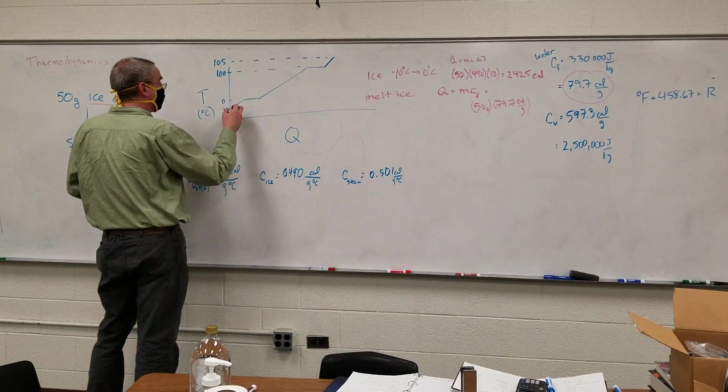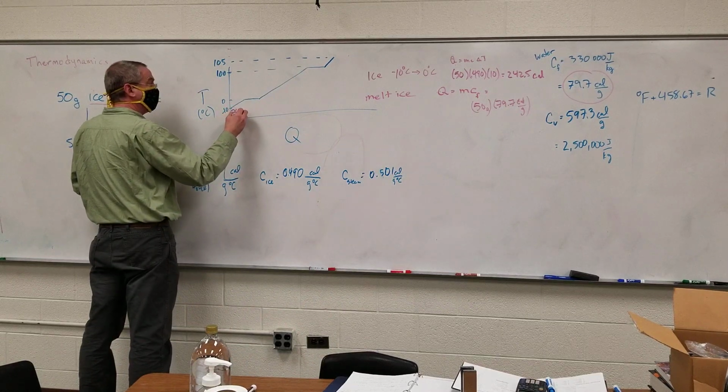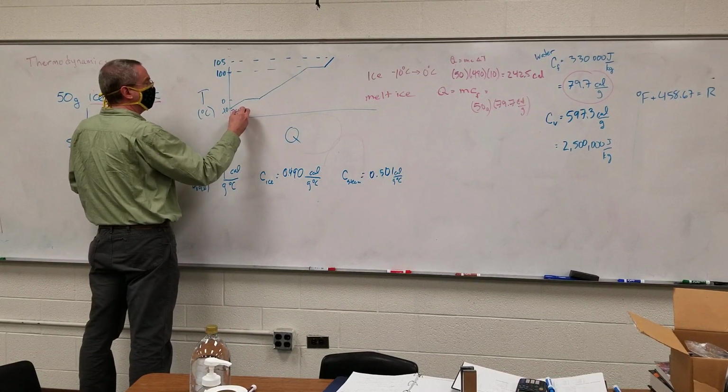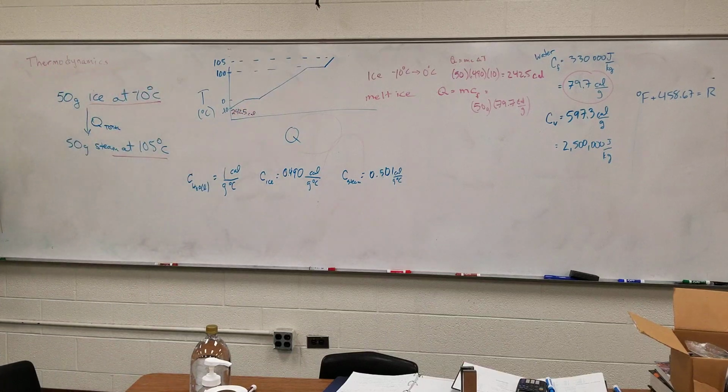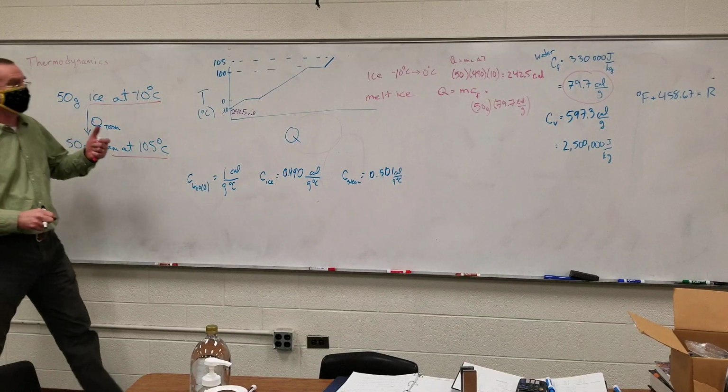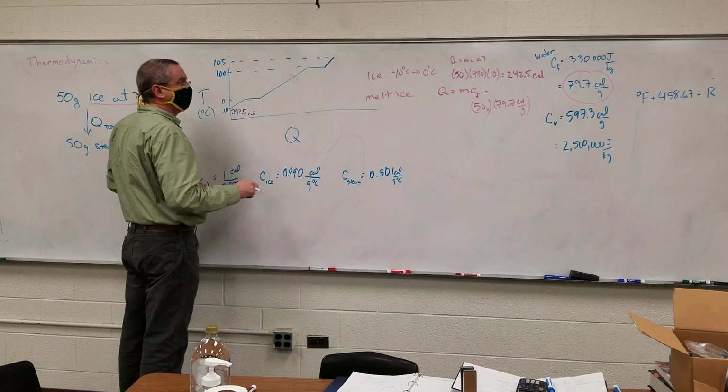So the first one was 242.5 calories. So how much energy did it take to melt it? I got 39.85.